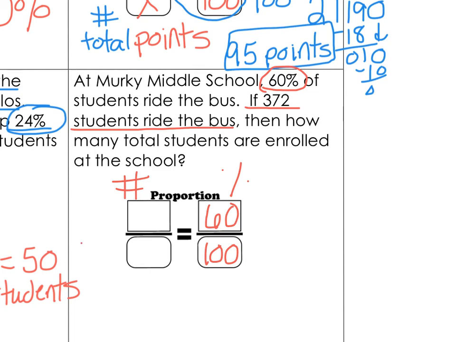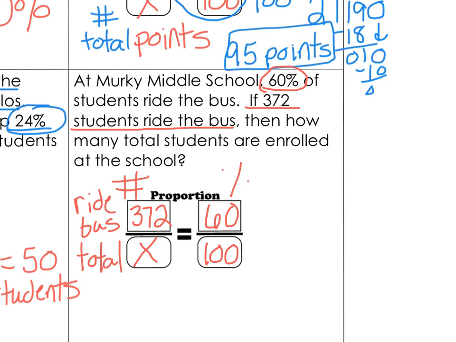So here our total students would be on the bottom. And here it says students who ride the bus. So ride bus would be our part. So the 372 would be our part of the students. And then here now we're going to have our x. Okay?